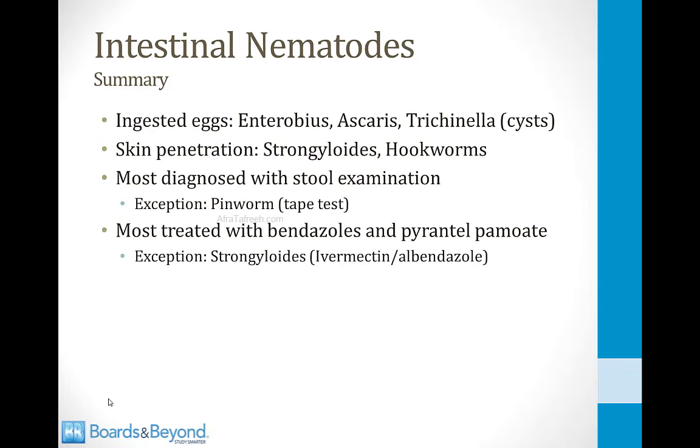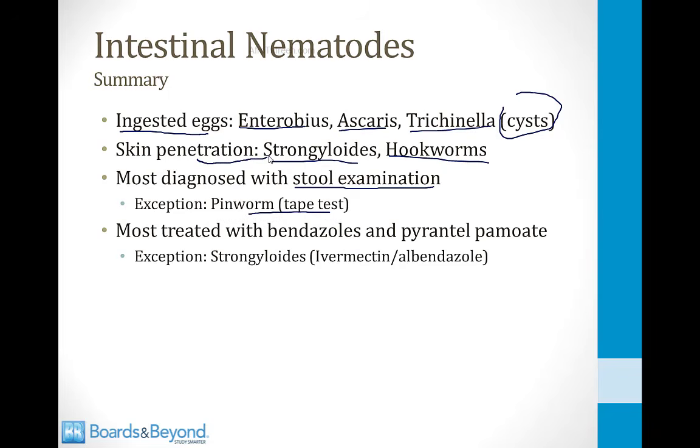So let me just summarize some of the key points to remember. There are 3 of these intestinal nematodes that make you sick by ingestion of eggs. So Enterobius, which is pinworms, Ascaris, and trichinella. And trichinella, remember, you ingest the cyst. 2 of them make you sick by skin penetration. So strongyloides and hookworms both get in through your skin, and then remember, they go to the lungs and then get swallowed and get into the gut. Most of these are diagnosed by some examination of the stool. The exception is pinworm, where you do the Scotch tape test. And usually in the stool you see the eggs.